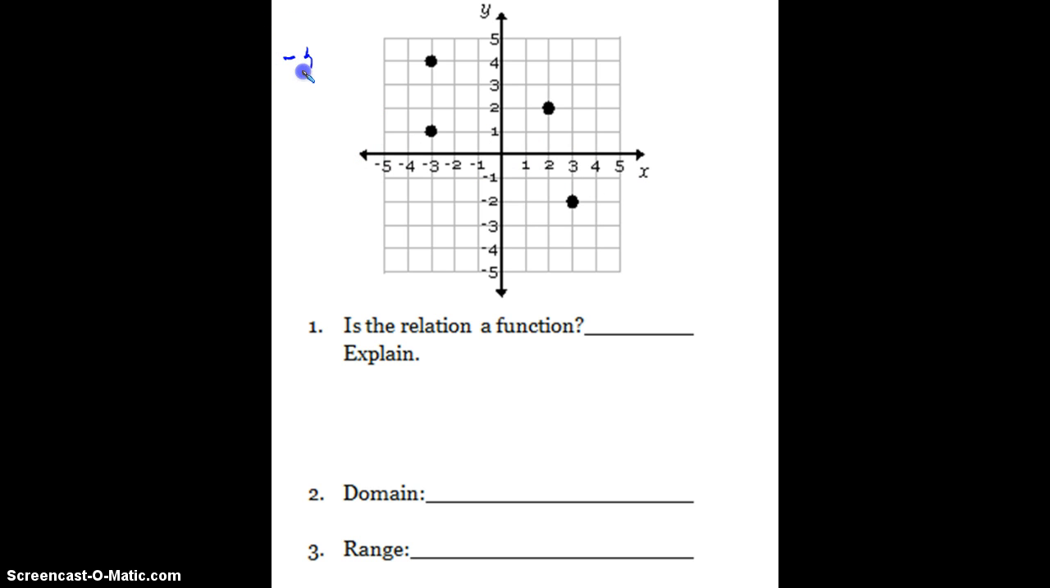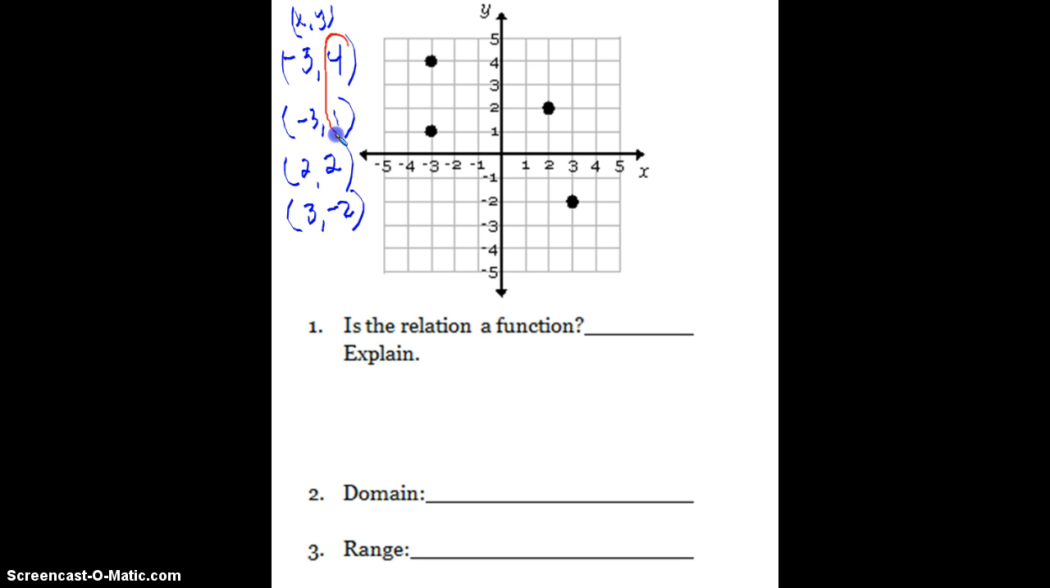Okay, so (-3, 4), (-3, 1), (2, 2), and then (3, -2). Okay? Remember, it's always x, y, where the x's are your input values and the y's are the output values. So remember, if something is a function, each input has exactly one output.